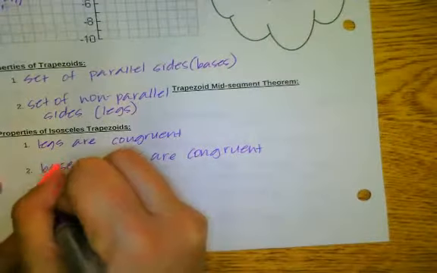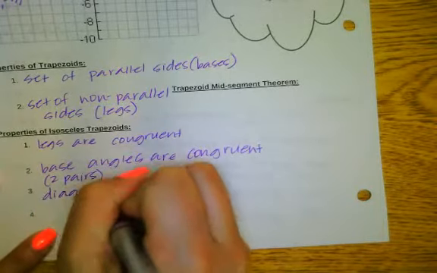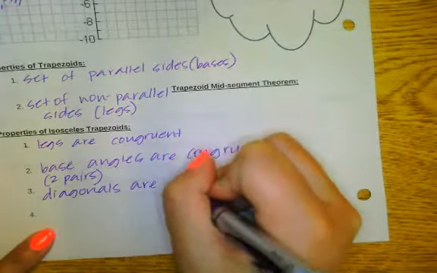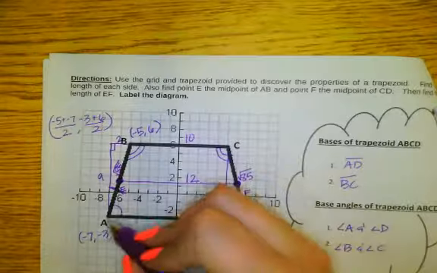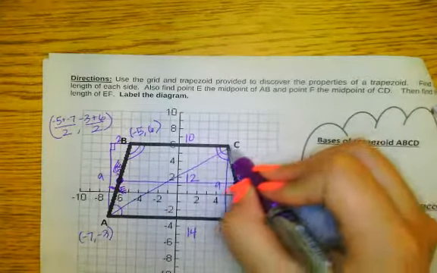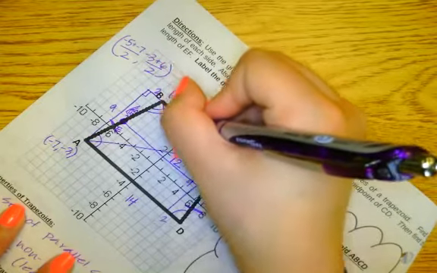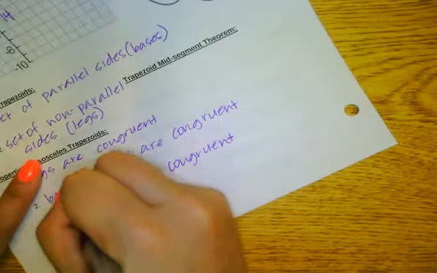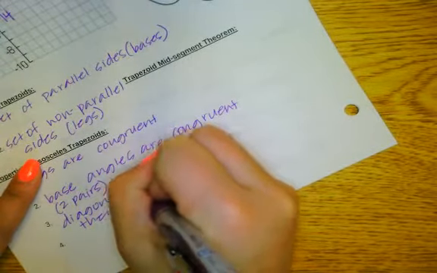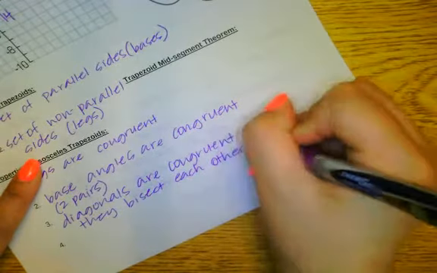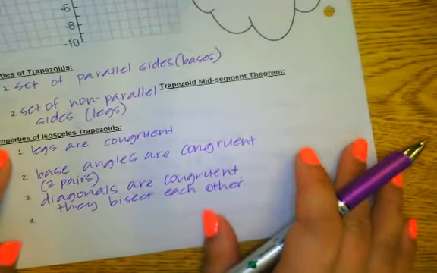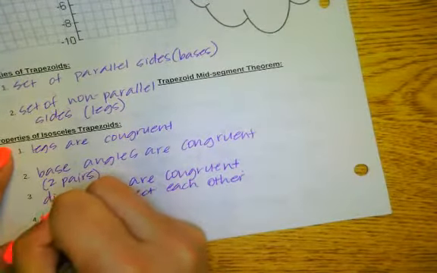Okay, number 3, diagonals are congruent. And they bisect each other. And number 4, opposite angles are supplementary.